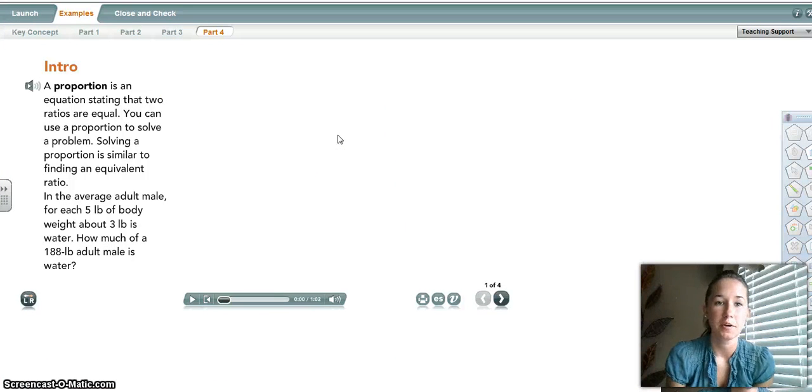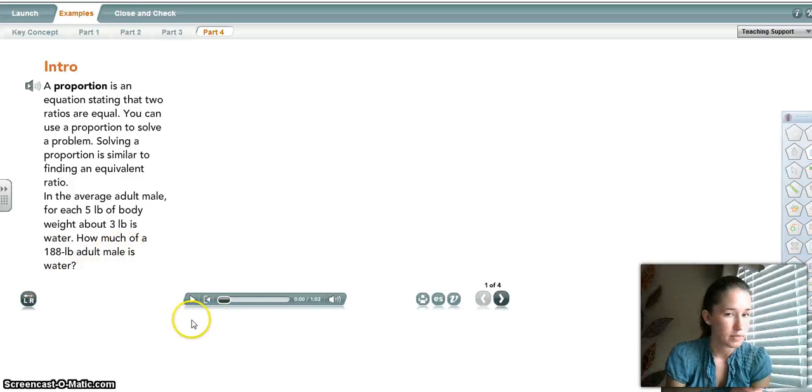Okay, let's go ahead and focus on the last part of our lesson. A proportion is an equation stating that two ratios are equal. You can use a proportion to solve a problem. Solving a proportion is similar to finding an equivalent ratio, which we've done a lot already this year. In the average adult male, for each 5 pounds of body weight, about 3 pounds is water. How much of a 188-pound adult male is water?